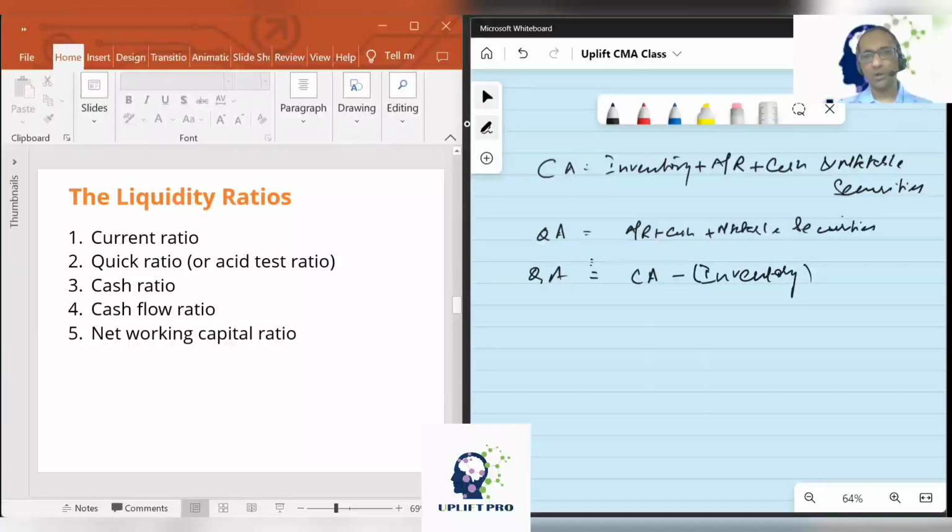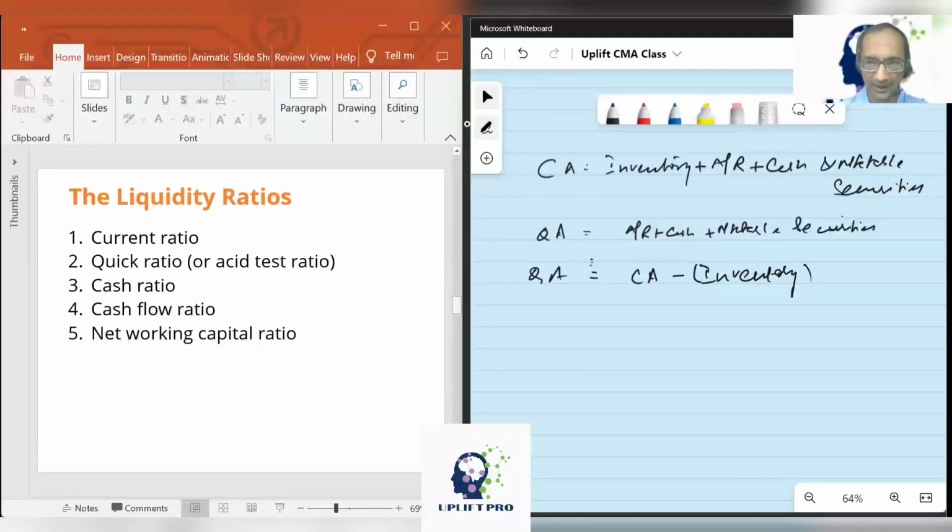Why do we deduct the inventory from the quick assets? Because the amount you will get on selling your inventory is not fixed. It is dependent on the market. You may get the same cost as your production, you may get more, or you may get less also. That is why you take out inventory to calculate your quick assets.